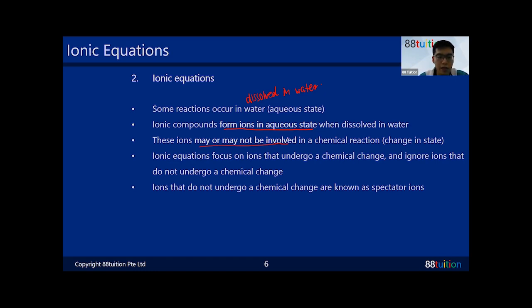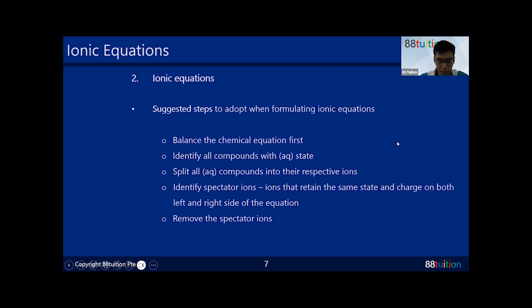So for ionic equations, what you're focusing on is the ions that actually go through a chemical change. I want you to focus on those ions. Anything that doesn't change, we will ignore. Anything that does not undergo a chemical change is known as a spectator ion. They're just there to watch the show only. I think the best way to show you is an example.